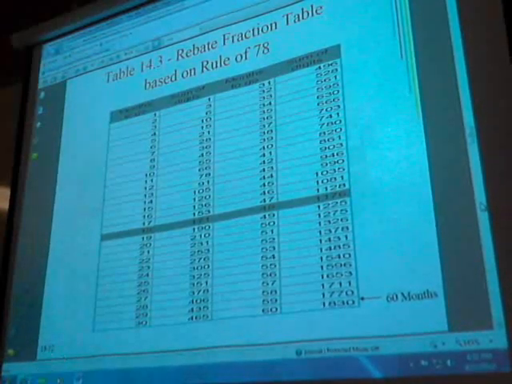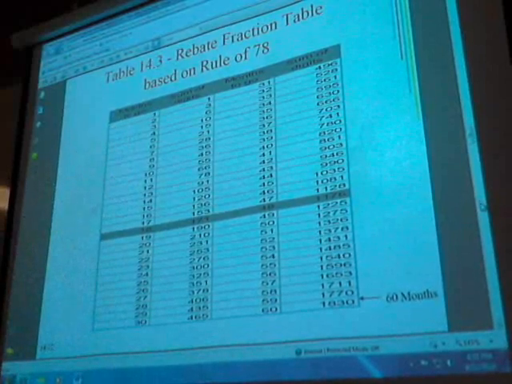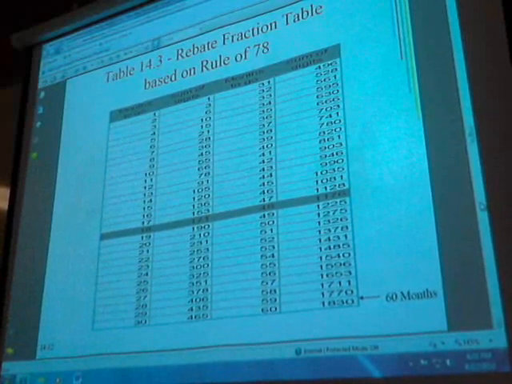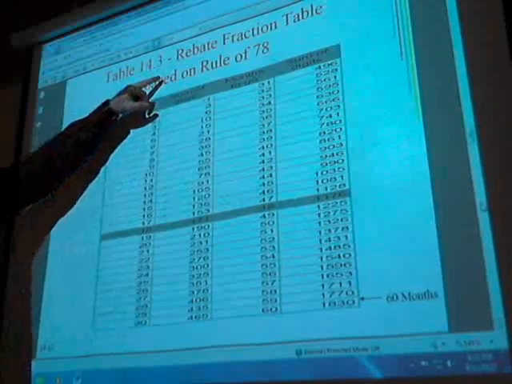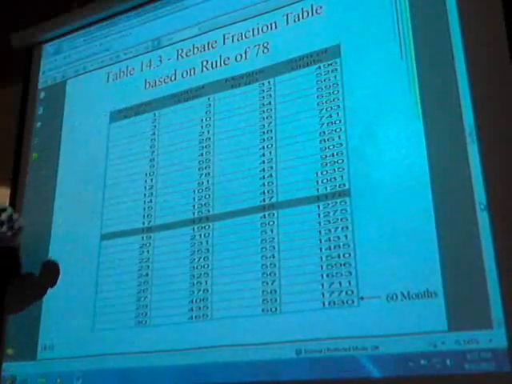Sometimes they're not. Let me explain how this table works. It is in the little book. It is in the textbook also. It's a very small table. It's not a big table. But it is called the rebate fraction table. Okay? This is how it works.